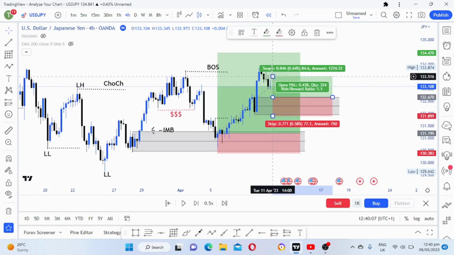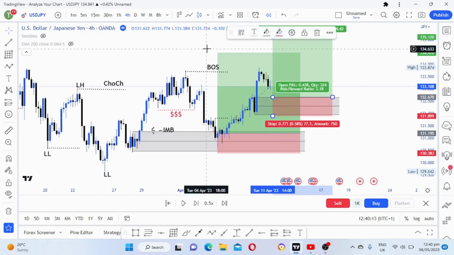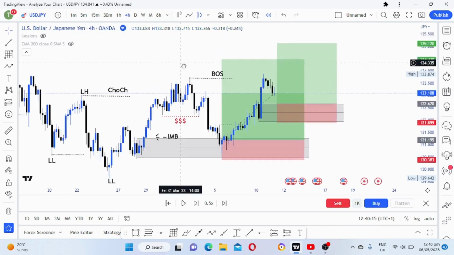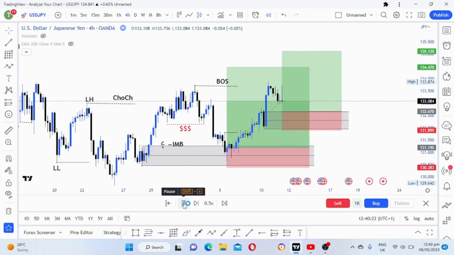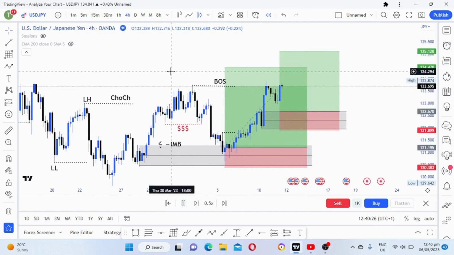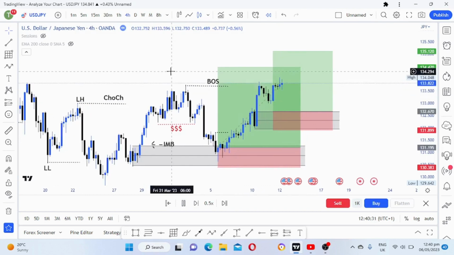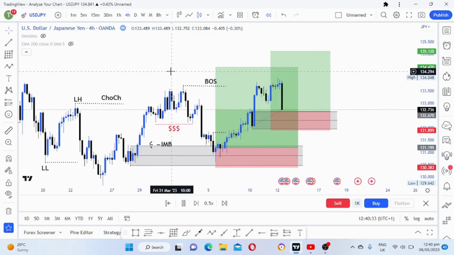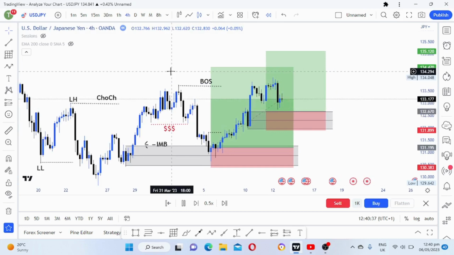And then we go further, we get a 1 to 2, 1 to 3 risk reward ratio, guys. If price doesn't come here, then it's okay. We don't worry about that one. So we just watch price doing its thing. We watch what the market is doing.